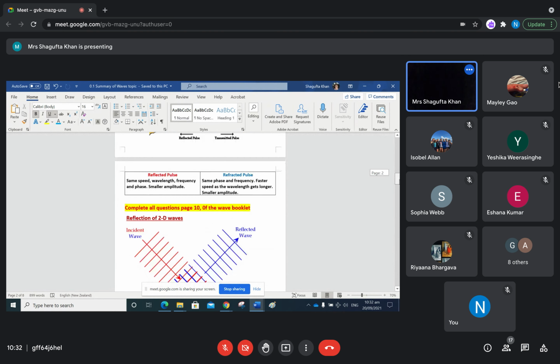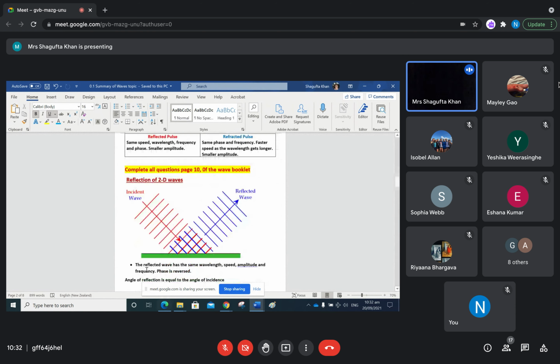Now, let's say a reflection of 2D waves. So that's the incident wave, that's the reflected wave. Angle of incidence is equal to angle of reflection. Speed remains the same. And now these lines over here, these are called wavefronts. So the wavelength of the reflected wave is the same as the wavelength of the incident wave.